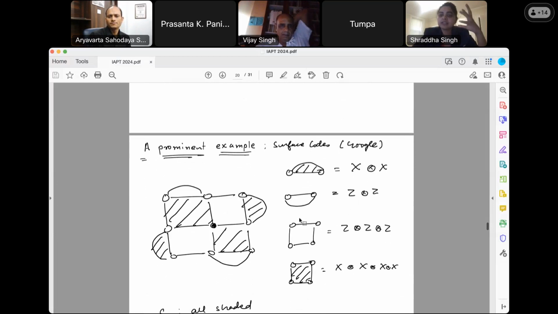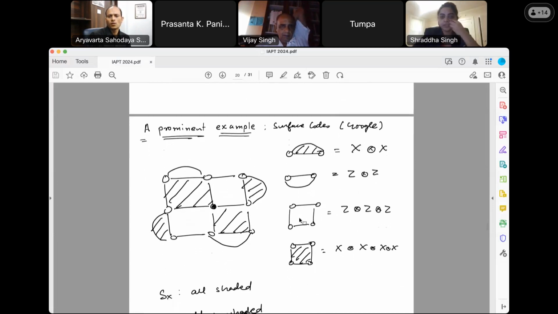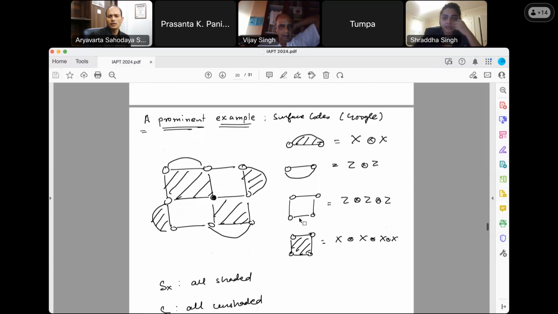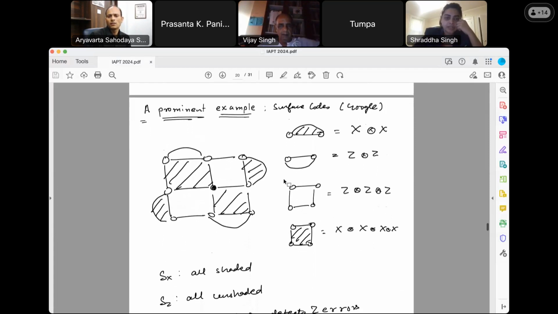Now let's discuss an example of an error correction code. This is a very prominent example. This is what Google has been using for a long time now, and they just demonstrated this code and how it works recently in an experiment in 2022.